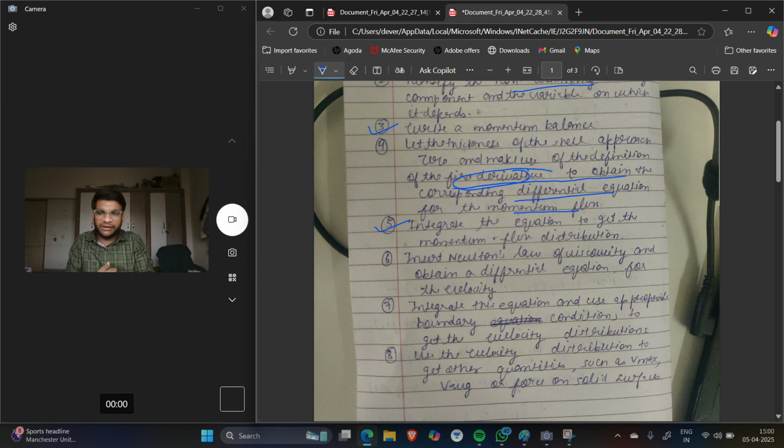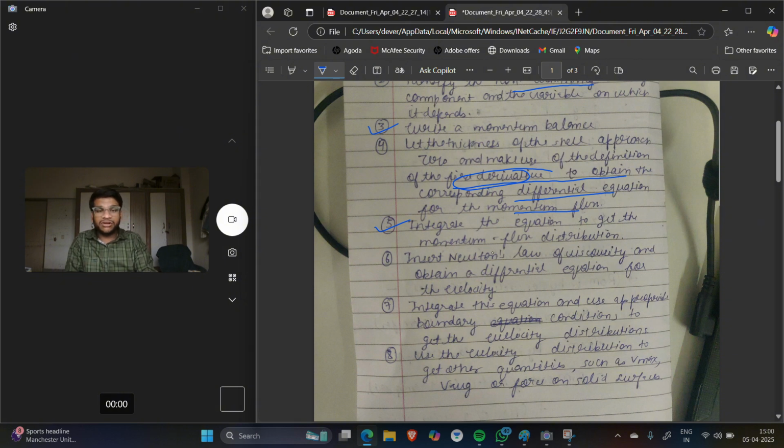When you get a differential equation in momentum flux, for example d tau_zx by dx equals some constant value, then if you integrate using a boundary condition that will be given in the question, you may easily get the momentum flux profile. That is what is said in this fifth point.